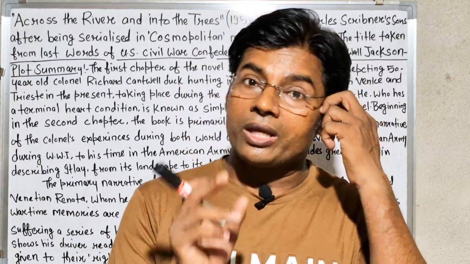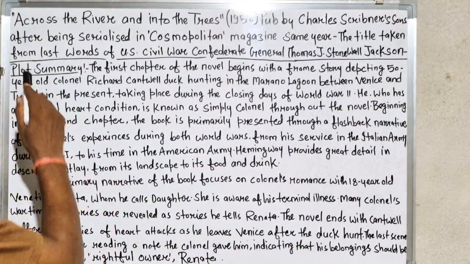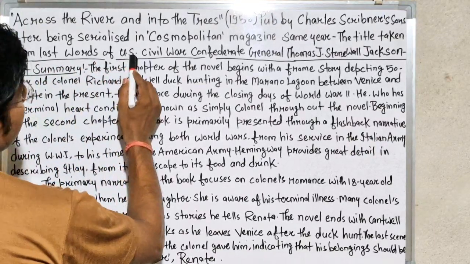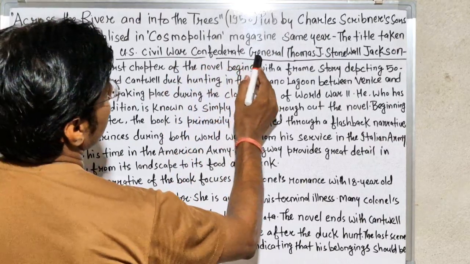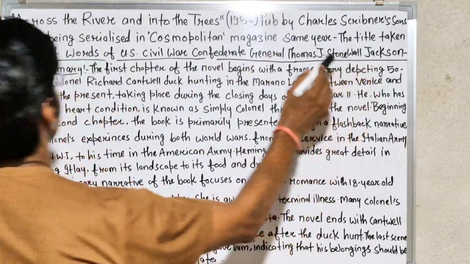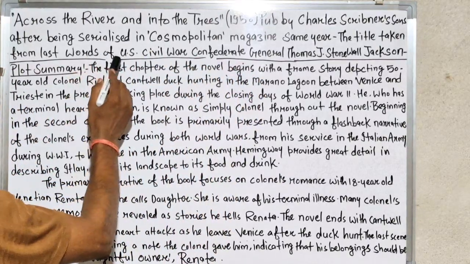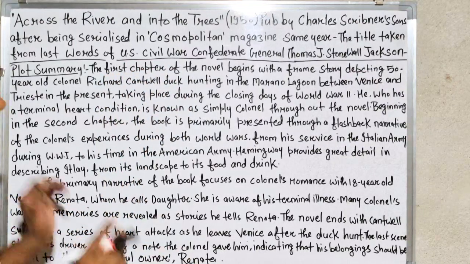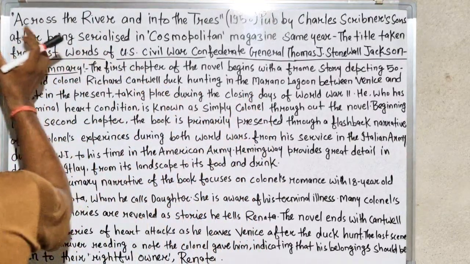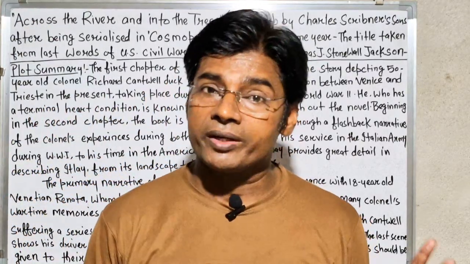And now let's look at the title of this novel. The title is taken from the last words of the US Civil War Confederate General Thomas J. Stonewall Jackson. He was a Confederate general in the US army in the Civil War, and he had spoken something. What he had spoken used certain words, and from there the title of this novel comes. Remember that these facts are very important.